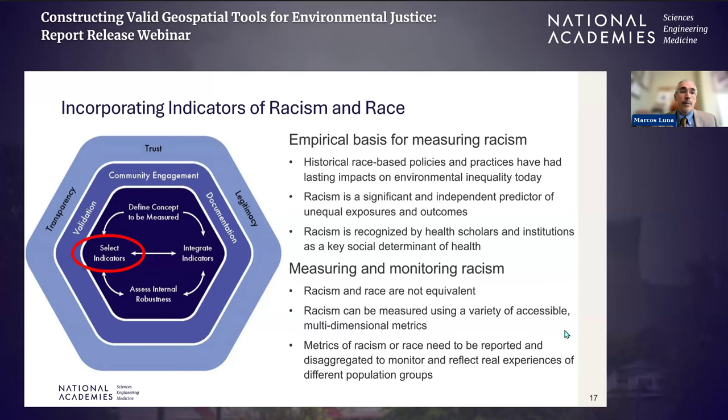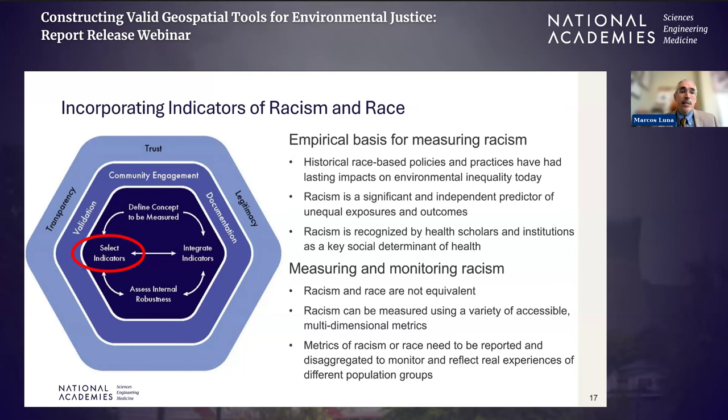Measuring and monitoring racism can happen in a variety of ways. Social, economic, and environmental disparities between racial groups are due to racism, not race itself. Race is not equivalent to racism. Racism is a multidimensional phenomenon that includes the total ways in which societies foster racial discrimination through a variety of reinforcing systems of housing, education, employment, earnings, benefits, and even the criminal justice system. And these patterns and practices in turn reinforce discriminatory beliefs, values, behaviors, and ultimately the distribution of resources, like wealth.